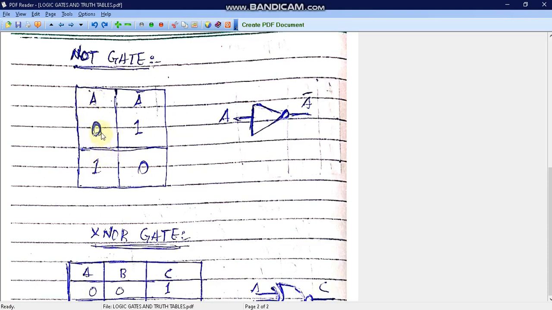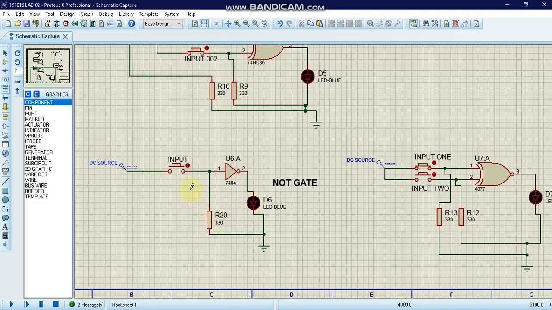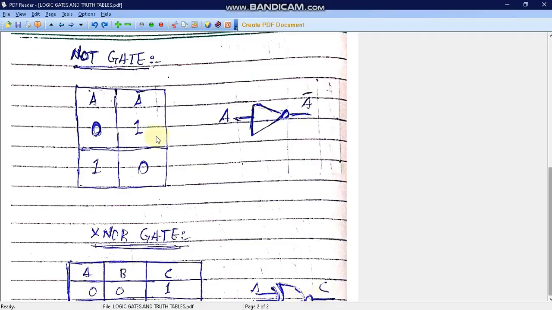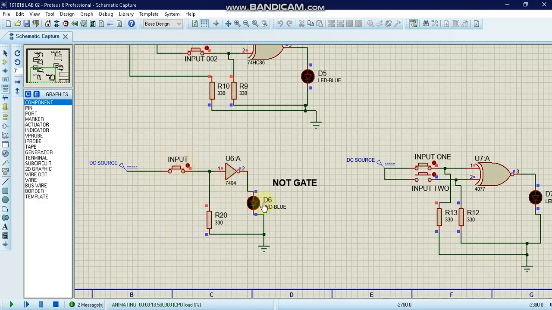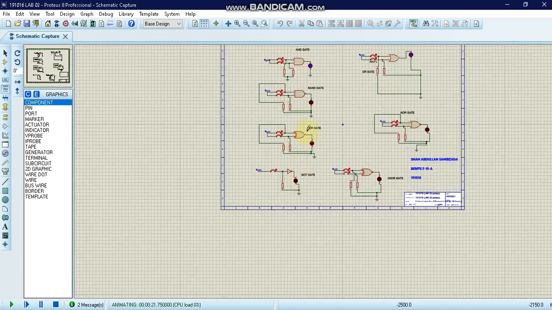So if we give 0 on our input, the output is 1, that is, it is the opposite, and if we give 1, it is negated and our output becomes 0. Now let's see in our simulation how it works. When we gave 0 on our input, the LED became on. Because it is basically the negation, the opposite, of our input. That is, if we gave 0, it gave us 1. Now if we give 1 here, our LED is off, and the output is 0, and that's how our NOT gate works.